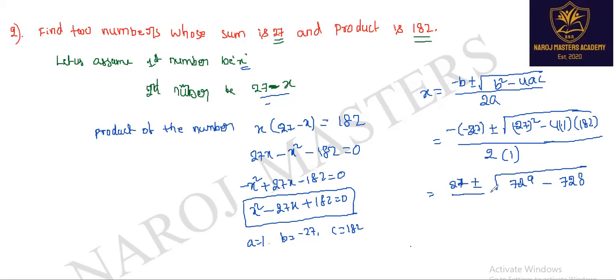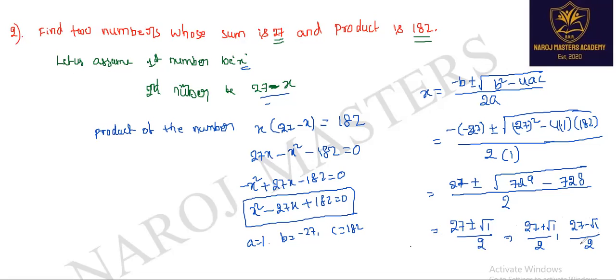Okay, divided by 2. Now look at here. 27 plus or minus root of 729 minus 728 is root 1 by 2. So now split this term into two terms, one is plus, one is minus. That equals 27 plus root 1 by 2, comma, 27 minus root 1 by 2. So these are the two factors.